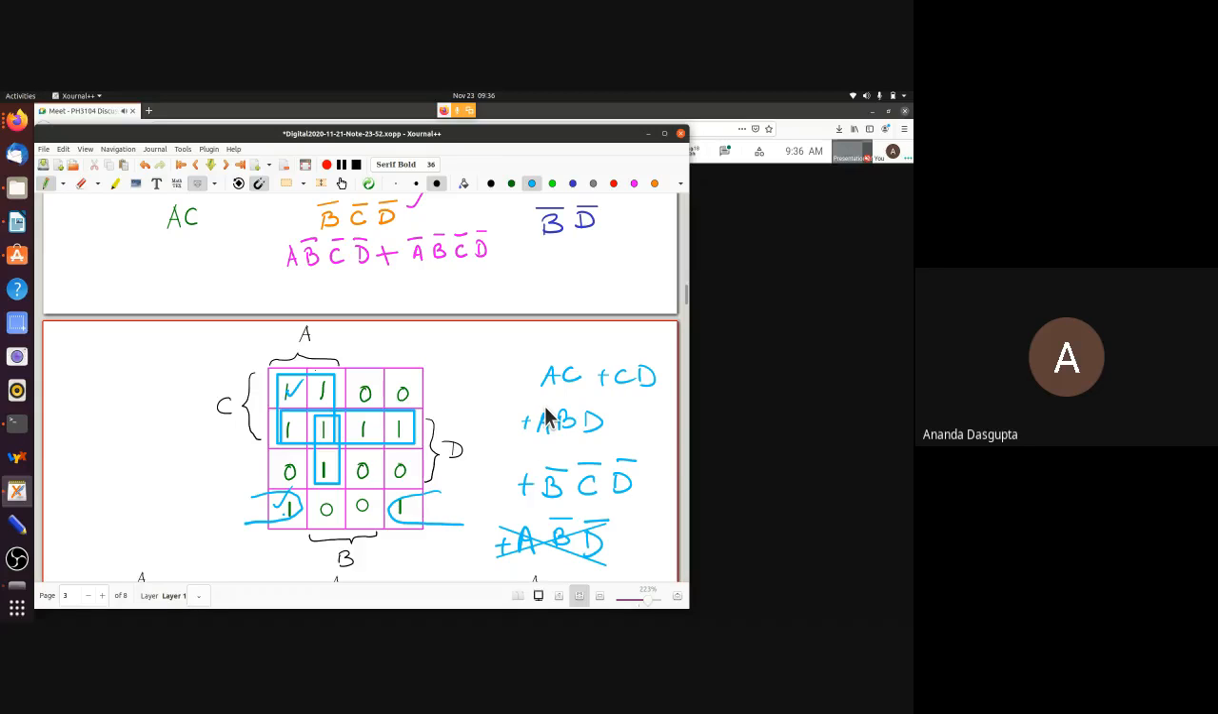Okay. So the rule is identify bigger structures, the bigger the better. And remember, the structures have to be singlets, doubles, quads, or rectangles of 8, octets. And this wraparound is the only tricky bit. Other than that, everything else is easy.